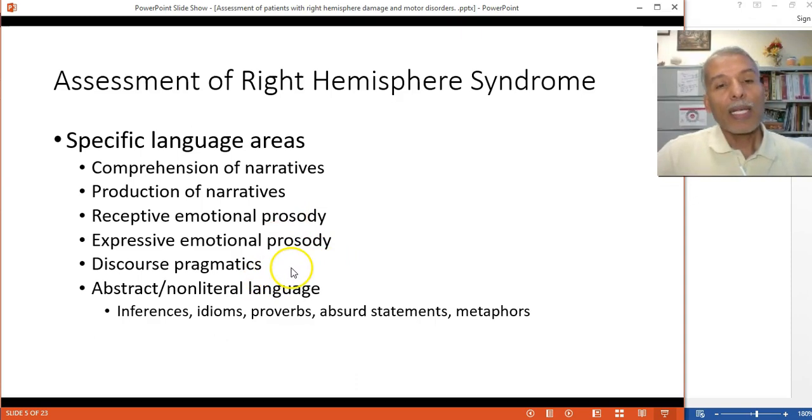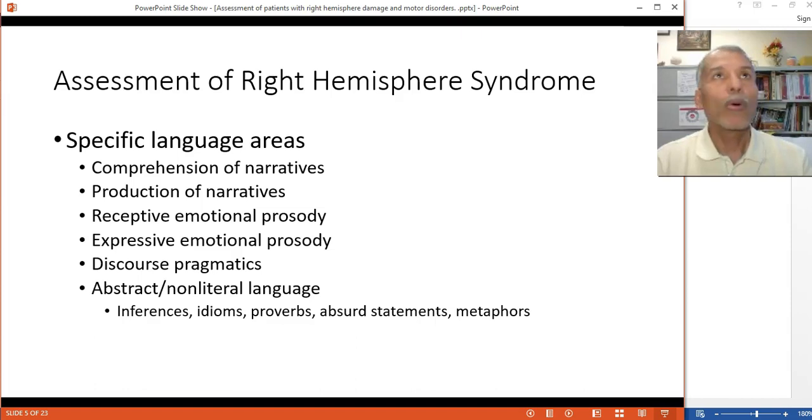Discourse pragmatics, as I explained before, these are speech-language areas. It's the highest level of language. It requires a lot of attention. It requires a lot of memory functions. It is a frontal brain function. And pragmatics is the area that begins developing right after birth, and it never stops developing.